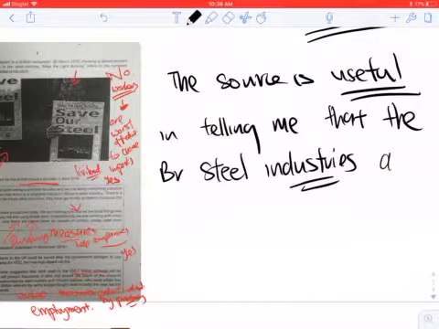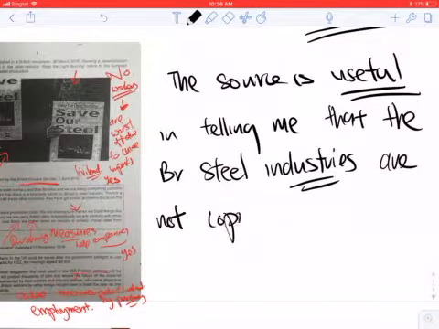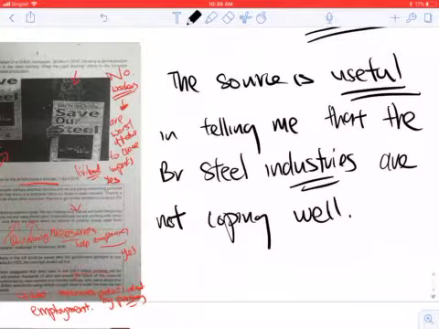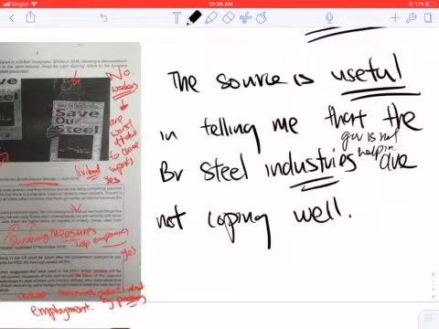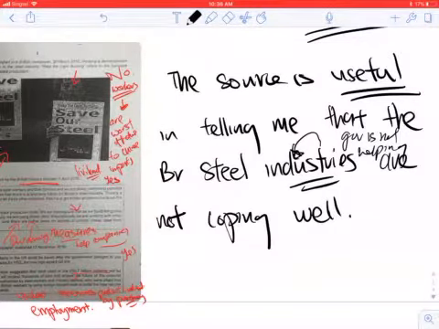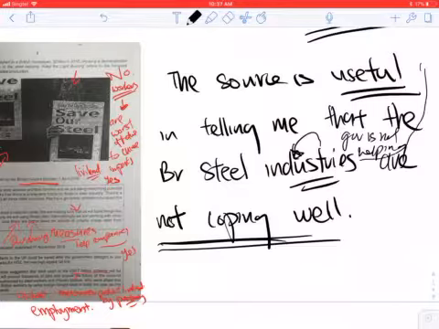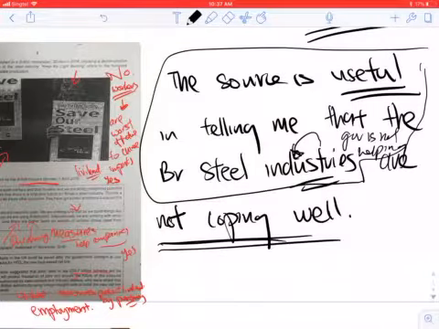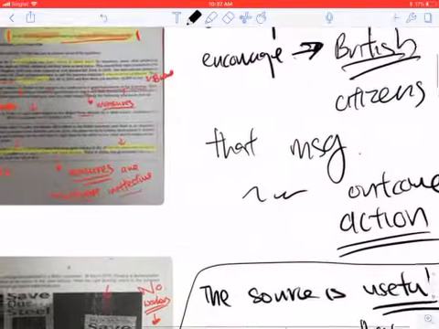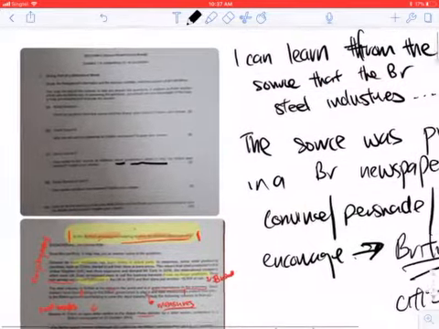Okay, not coping well or something like this. Okay, or that the government is not helping the British steel industries. So you must tell me what is the stand taking. You cannot just say it's useful in telling me about the steel industries. Cannot. You must add on with this. Okay. That's for usefulness.